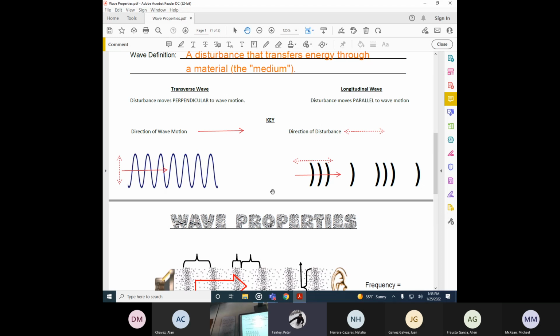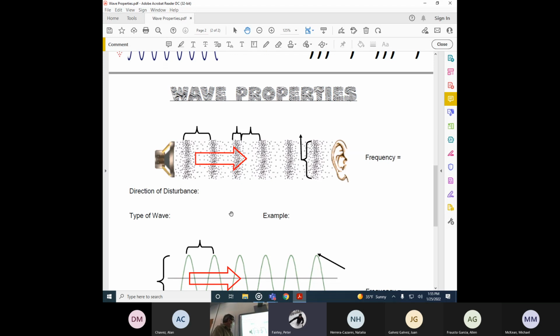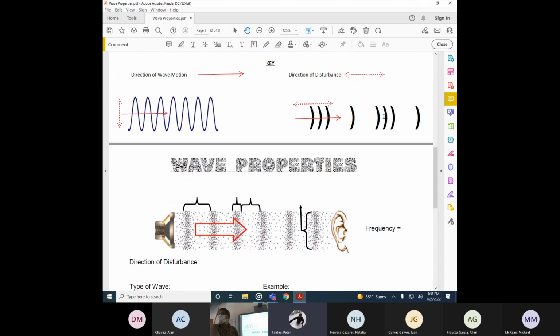Hey, yo, waves properties. Isn't that the perfect font?